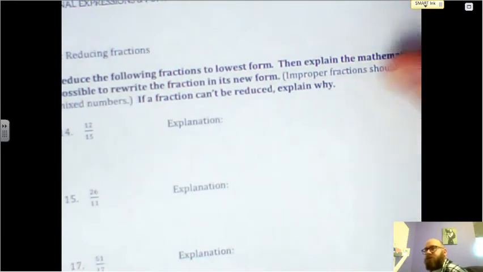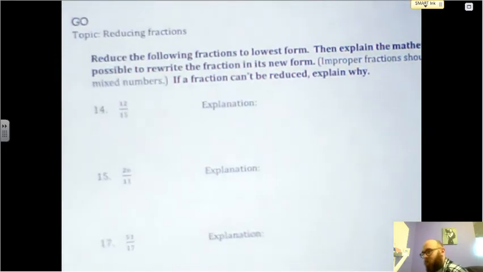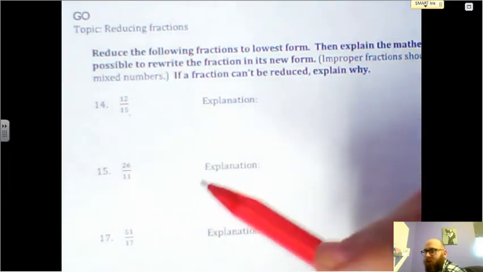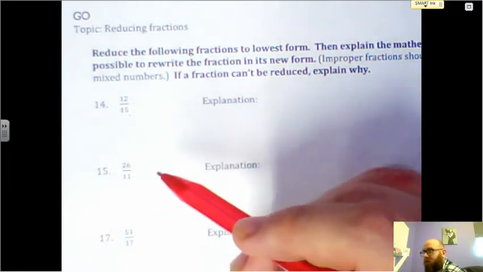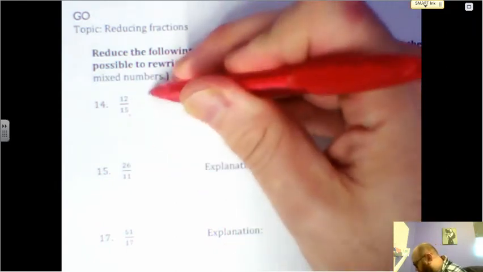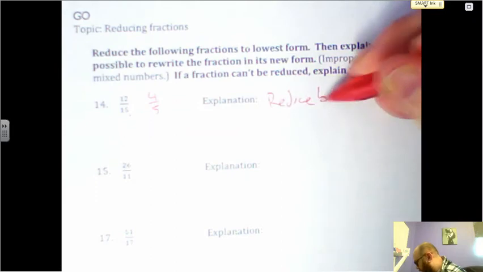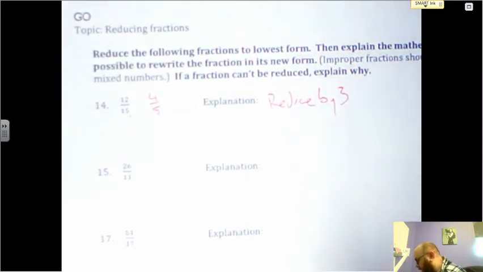And then finally, reducing fractions. We're going to reduce the following fractions to their lowest form. So 12/15ths, we have to think about what's a number that goes into both 12 and 15. I know 3 does, so that would be 4/5. Explanation, reduce by 3, etc.